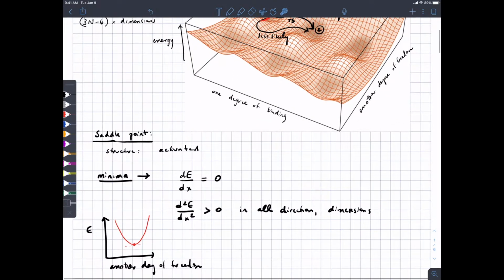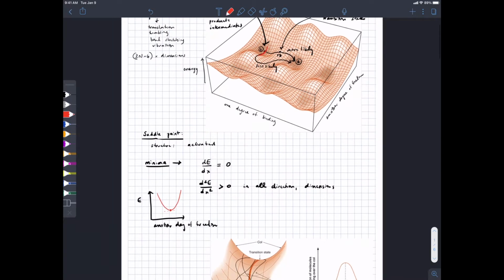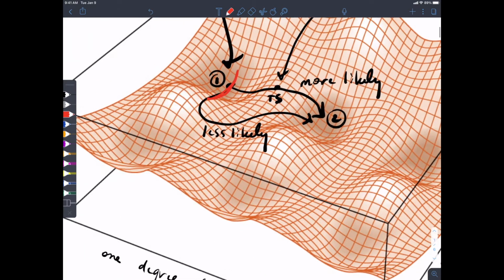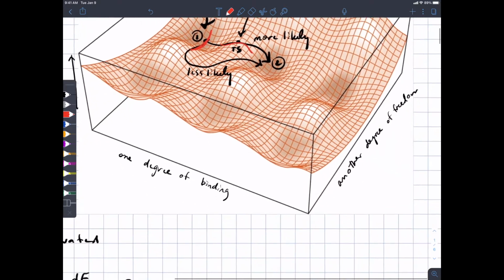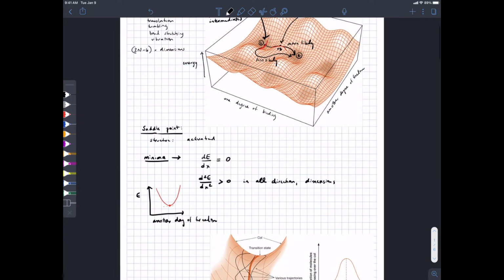Now, one question you might ask is, how could you tell mathematically a minimum from a saddle point? Because the saddle point is a maximum, right? If we were to take this particular slice for our transition state, here's our energy, and here's our first degree of freedom. And if we look where the saddle point is, that's at a maximum.